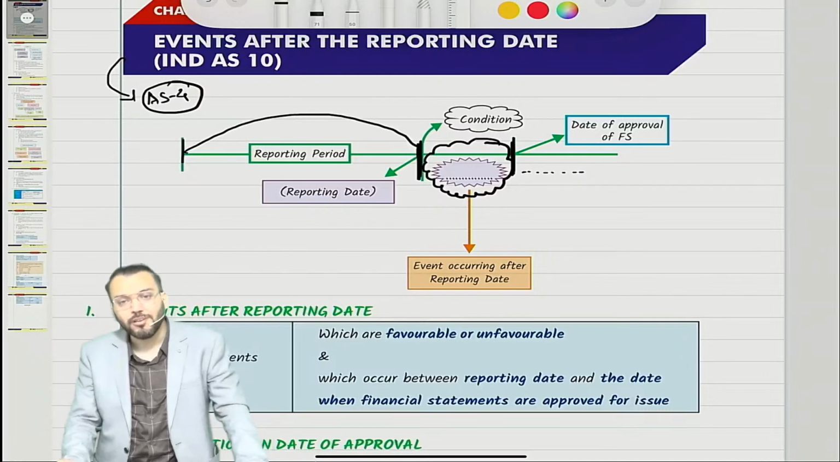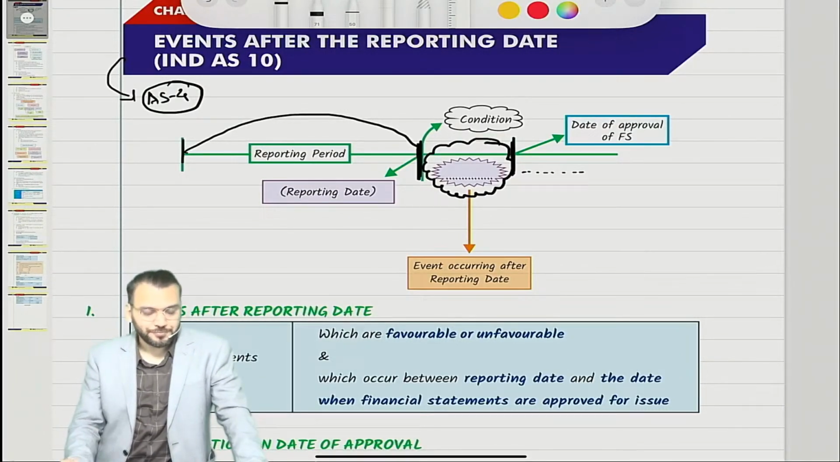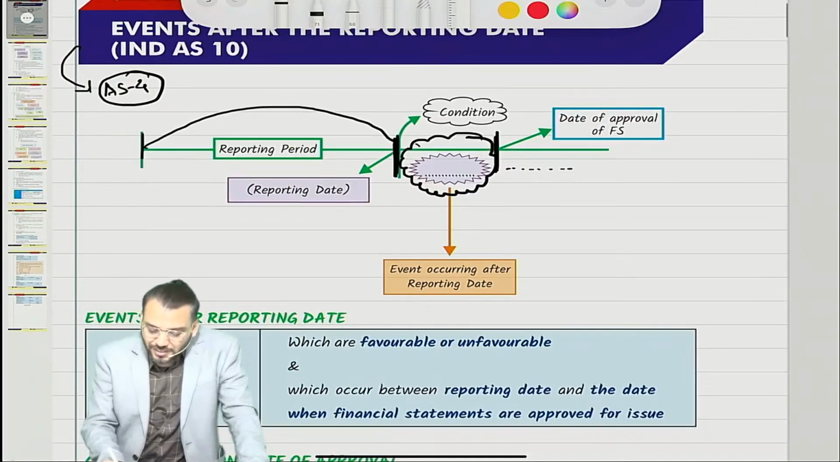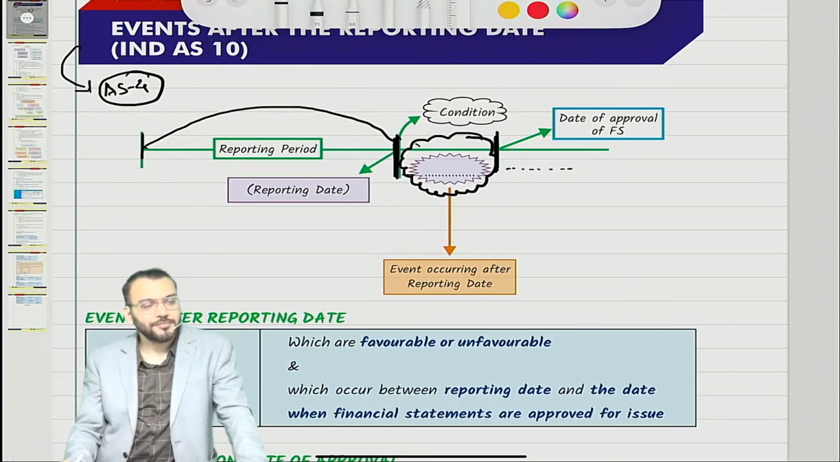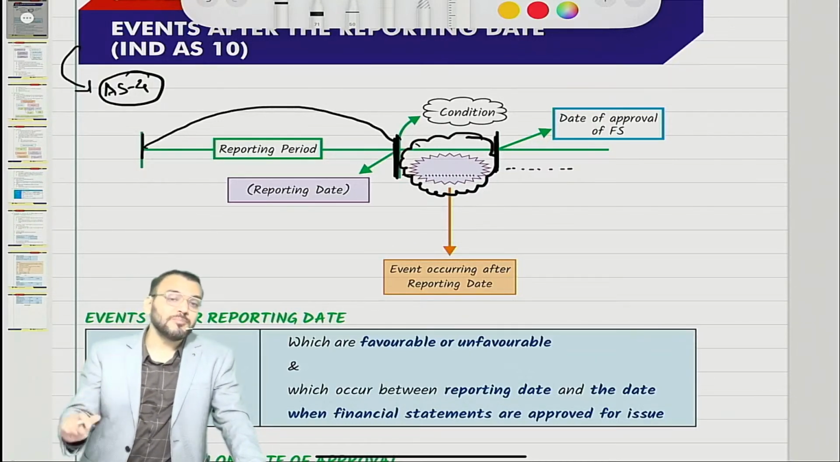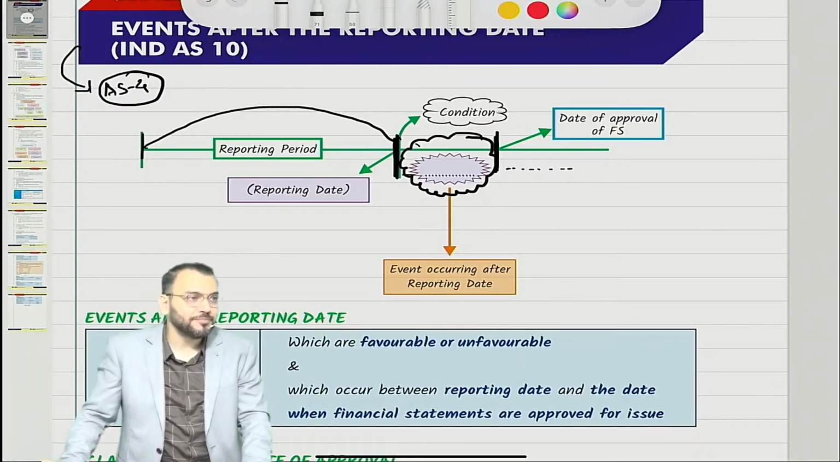First question: what will be a doubt from a student's point of view? Can you see these are the events which are occurring after the balance sheet date or reporting date? Now in our Bachpan, meaning CA Foundation, we have done one concept, the periodicity concept.